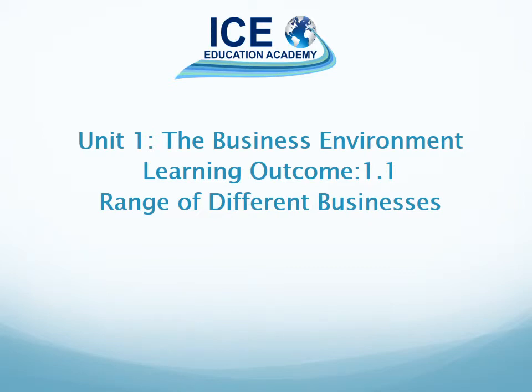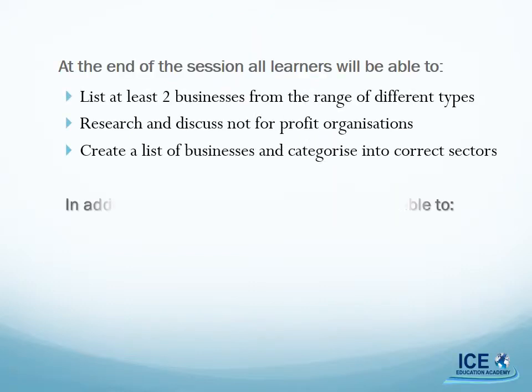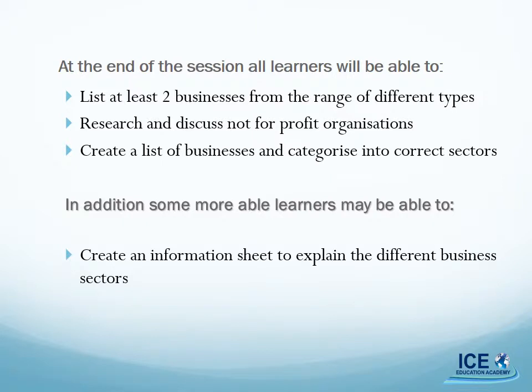This lecture will look at Unit 1, Business Environment, Learning Outcome 1, Assessment Criteria 1.1, which covers the range of different businesses. At the end of the session, all learners will be able to list at least 2 businesses from the range of different types, research and discuss not-for-profit organisations, create a list of businesses and categorise them into the correct sectors. In addition, some learners may be able to create an information sheet to explain the different business sectors.